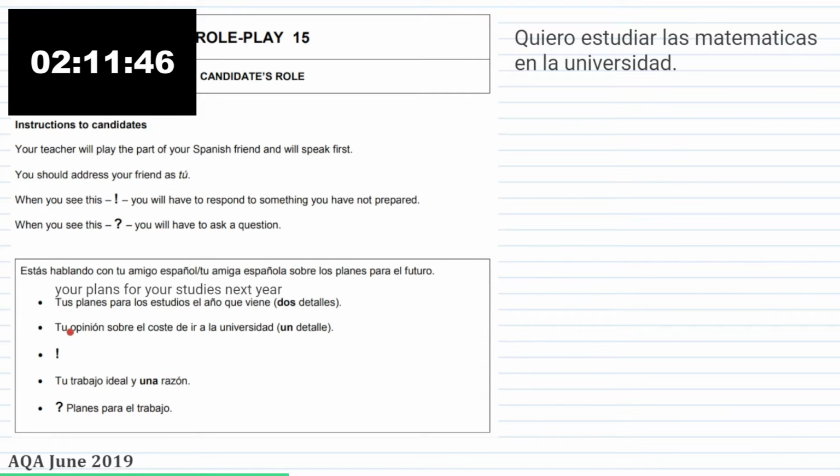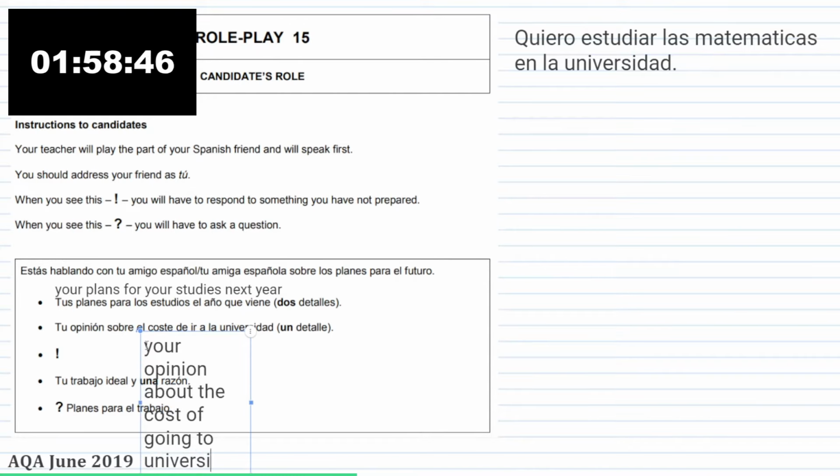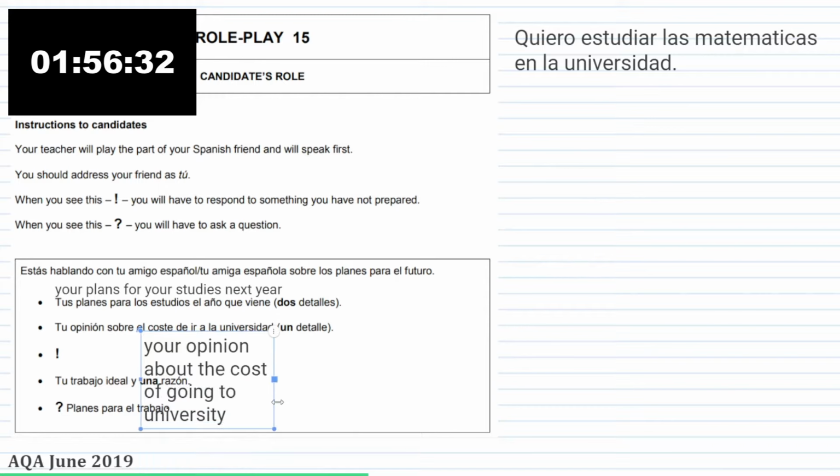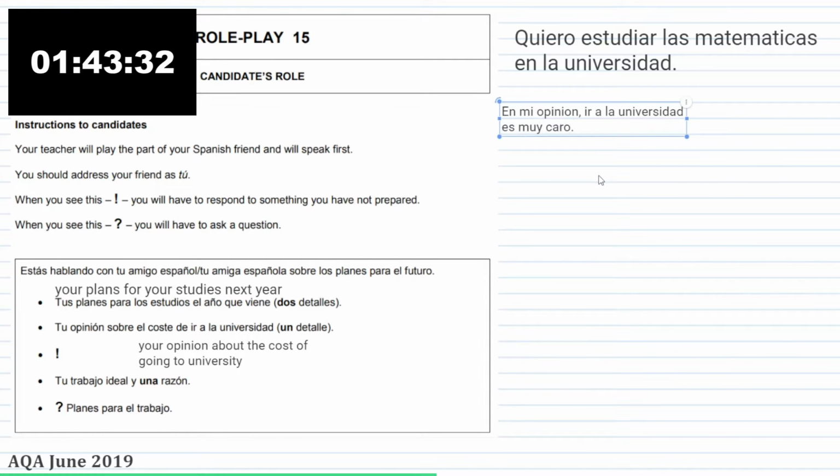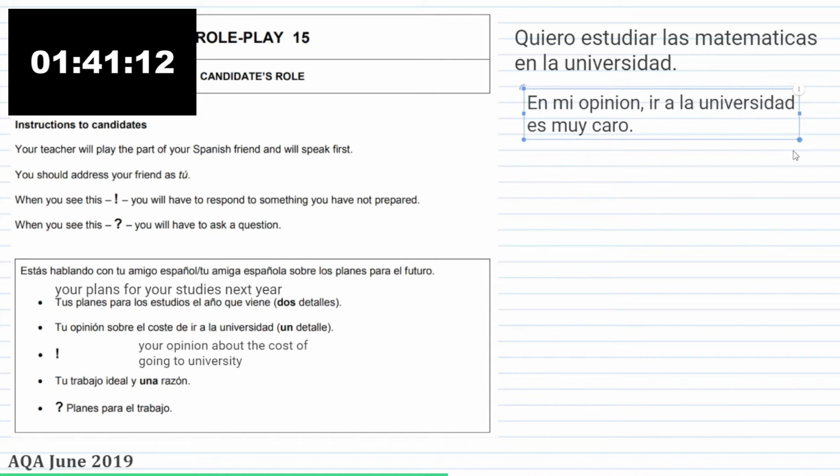Next one. Tu opinión sobre el coste de ir a la universidad, 1 detail. This is your opinion about the cost of going to university. So probably say something like it's expensive. Only 1 detail, so maybe 1 adjective would be fine. I'm going to say, en mi opinión, ir a la universidad es muy caro. Going to university, in my opinion, is very expensive. Keep it simple and short.